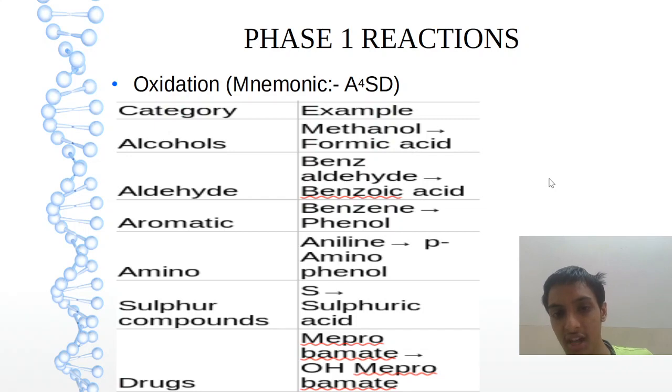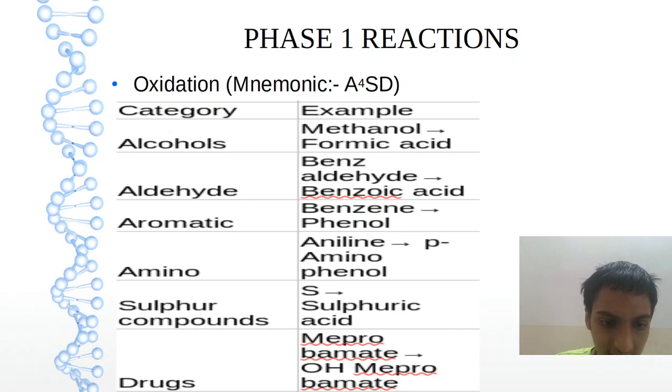We have oxidation, reduction and hydrolysis. First, oxidation. The categories, I'll give you a mnemonic to remember. A power 4 SD. Okay. So what is that A power 4? Alcohols, aldehyde, aromatic and amino. S is sulfur and D is drugs.